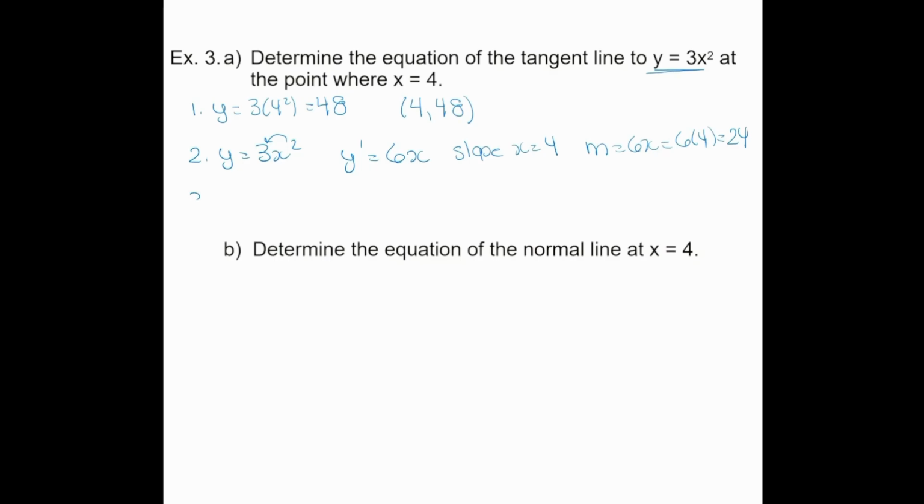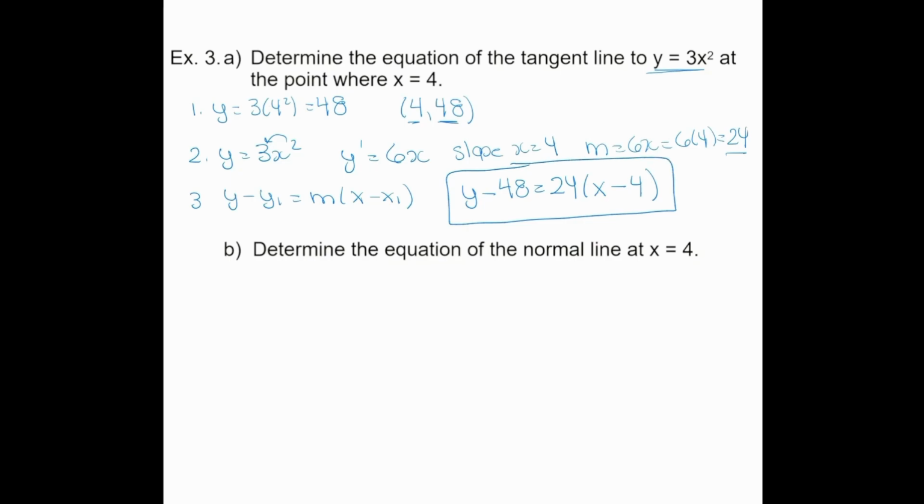Now, the last step here is to put it all together. We're going to use the slope equation, y minus y1 equals the slope times x minus x1, to put this into an equation form. And so we will have y minus our original y value of 48 equals our slope of 24 times x minus our original x value of 4. And it is okay to leave it in that form.